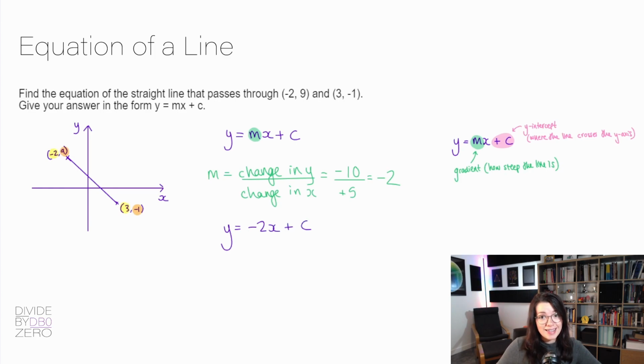To find the value of c, all you need to do is pick one of the coordinates that they've given us and substitute the values into your equation. So if I choose minus 2, 9, when I say substitute, I mean make the y 9 and the x minus 2. We can do that because in coordinates, remember that first value does represent the x value and the second one does represent the y value. After this, you've just got an equation that you can solve. So 9 equals 4 plus c means c must be equal to 5. And then you can put it all together. So y equals minus 2x plus 5.